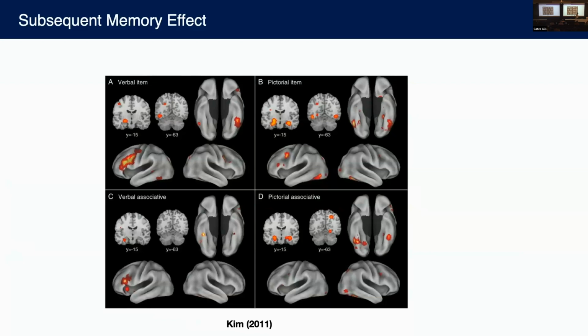But a lot of this, well, actually here. I wasn't going to go into this, but on the left, these are verbal effects. On the right, these are pictorial effects. So these effects can be dependent on what kind of stimuli you're looking at, which makes sense because you have different brain regions that process words and images. These are the most common things used.